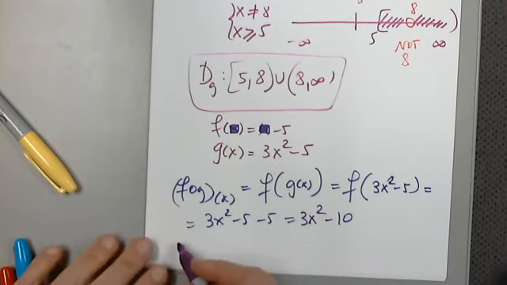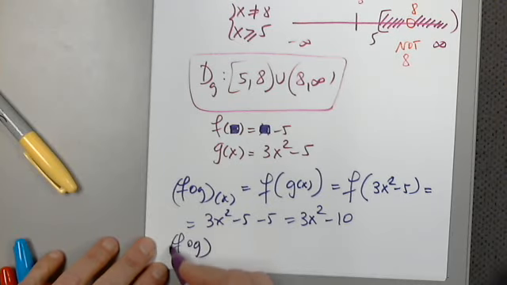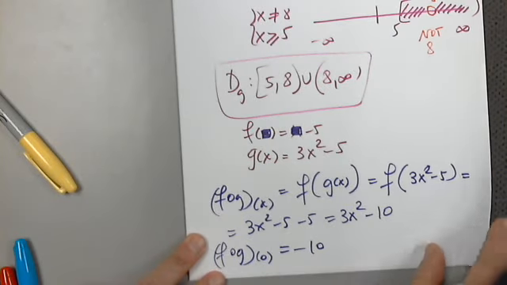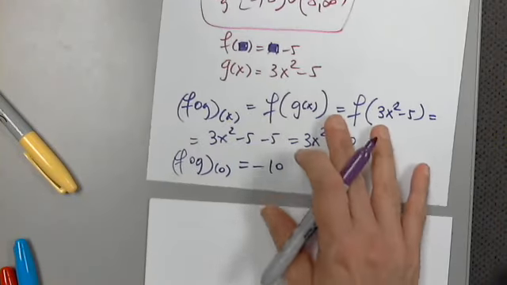We're also asked to find f comma g of 0. What will the answer be? No. F comma g of 0. Because we have the function, let's do negative 10. Perfect. Now let's find g comma f.